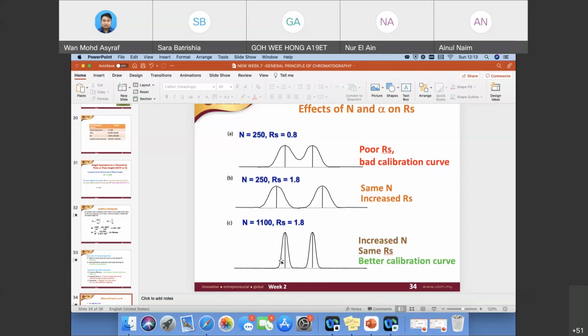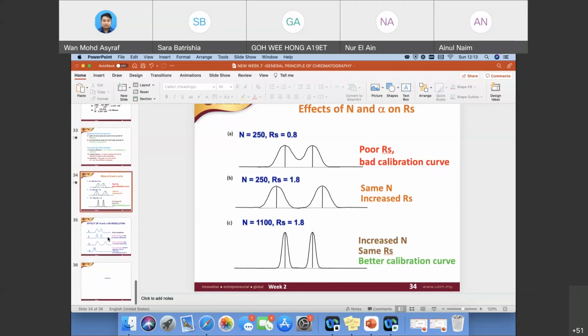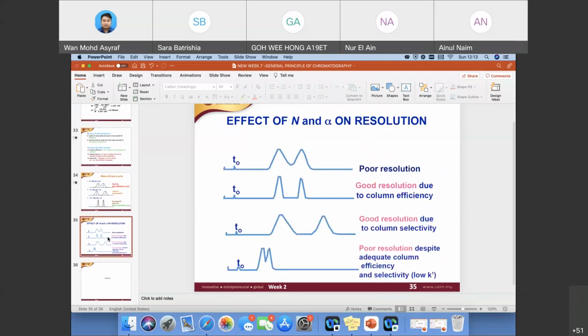So this is how you correlate the effects of plate height and resolution. So this is the same thing lah. This is the poor resolution, good resolution due to column efficiency. For this one it is a good resolution as well, but you can see that the peak here is quite broad. So maybe the number of N is quite low.